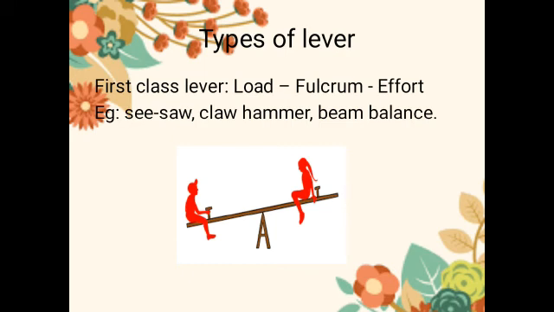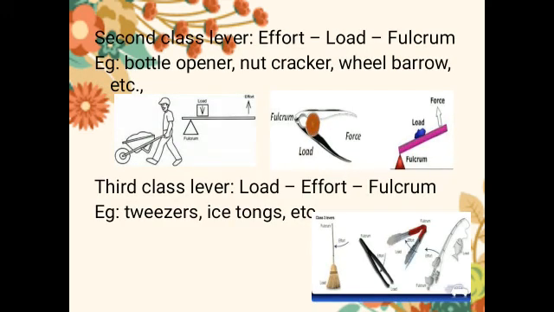Then we discussed the types of lever. There are three types: first class lever, second class lever and third class lever. In a first class lever, the fulcrum is between the load and effort. Examples: scissors, claw hammer, beam balance, etc. In a second class lever, the load is between the effort and fulcrum. Examples: bottle opener, nutcracker, wheelbarrow, etc. And in a third class lever, the effort is between the load and fulcrum. Examples: tweezers, ice tongs, etc.